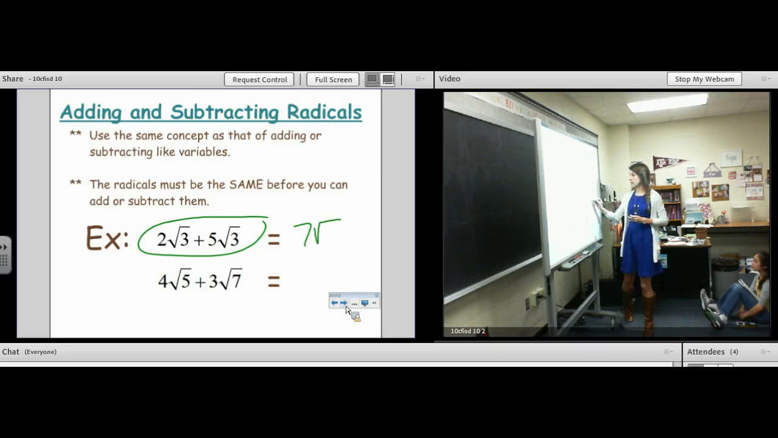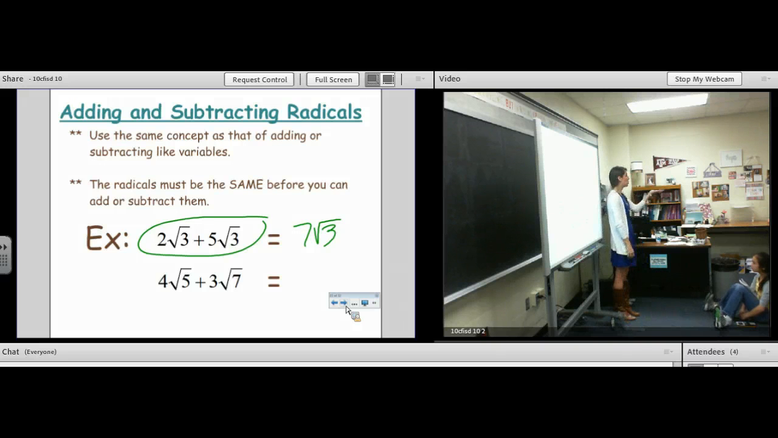Very good. Because in this hand, I'm holding 2 square roots of 3. In this hand, I'm holding 5 square roots of 3. I've got 2 here, I've got 5 here. How many do I have? 7. I have 7 of them. It doesn't change into square root 6s. I have 7 of them.